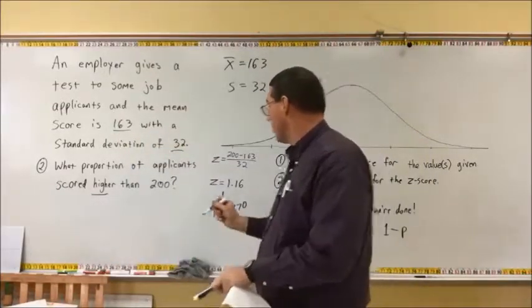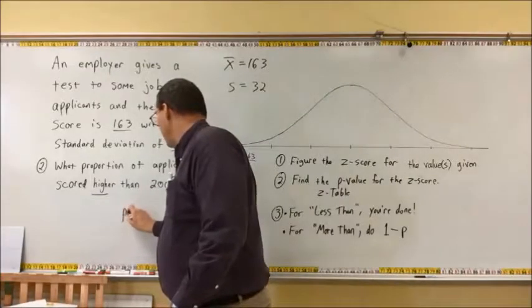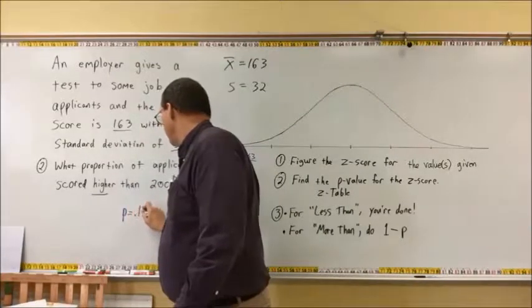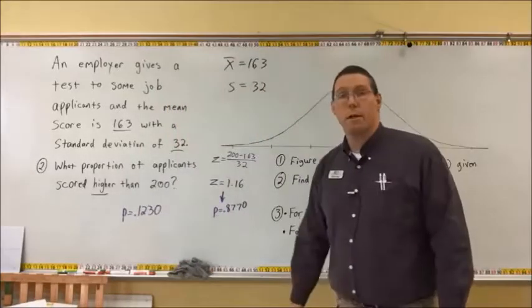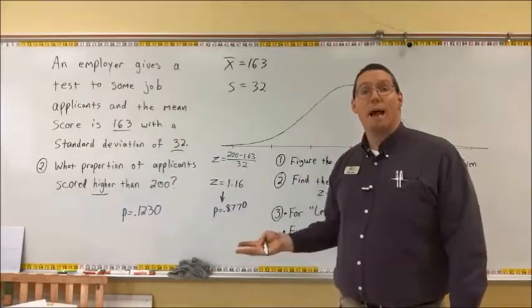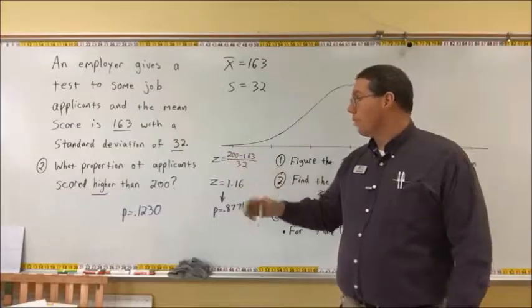So our answer is p is equal to 0.123. Or you can write it as 0.1230. And that is how you do a more than question.